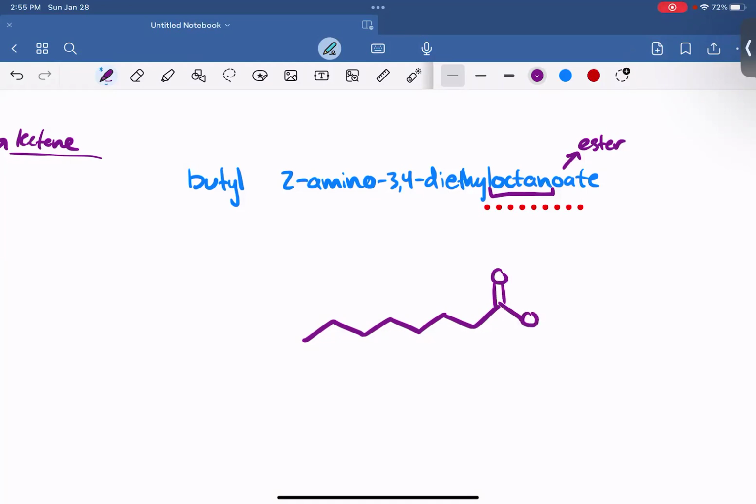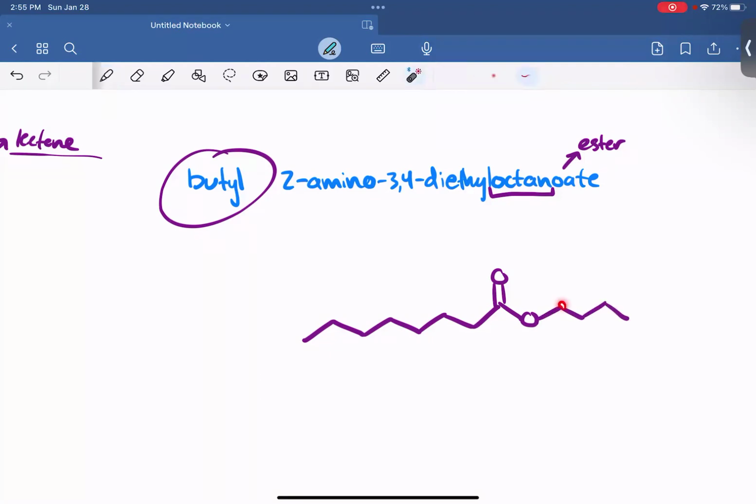Remember, I'm not drawing an extra carbon. That's just a bond to oxygen. And that is when I need this guy. That's telling me how many carbons are coming off of that ester oxygen. Bute is 4. 1, 2, 3, 4. And let's check that. 1, 2, 3, 4. 4 carbons coming off of that ester.